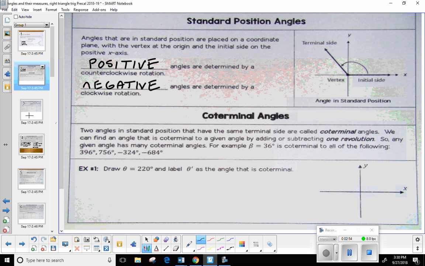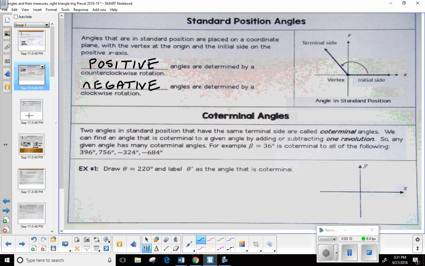Negative angles. So it's not that we're saying the angle itself is negative. What you're going to see, especially as you move up into calculus, is that the negative simply tells me direction. So you're going to have the same angle measure. It's just rotating clockwise instead of counterclockwise.